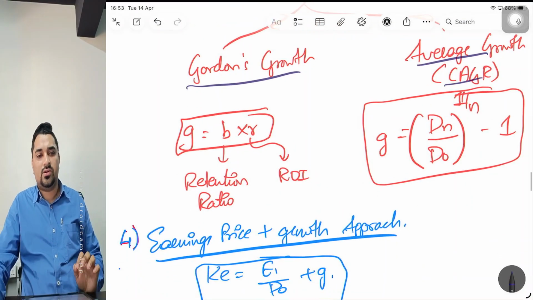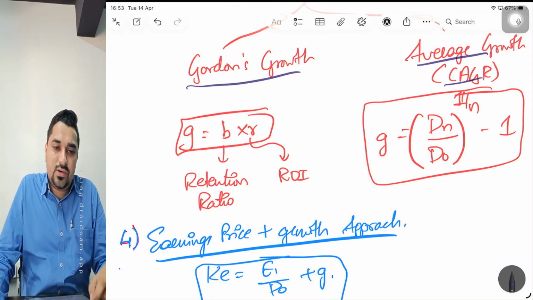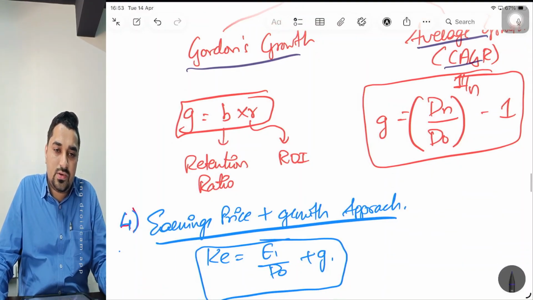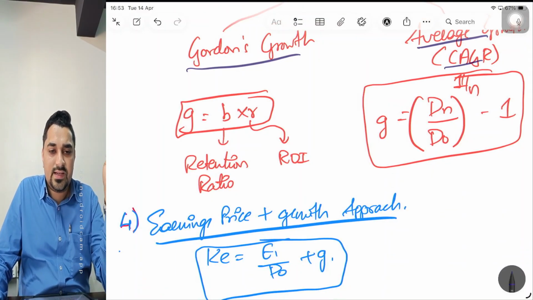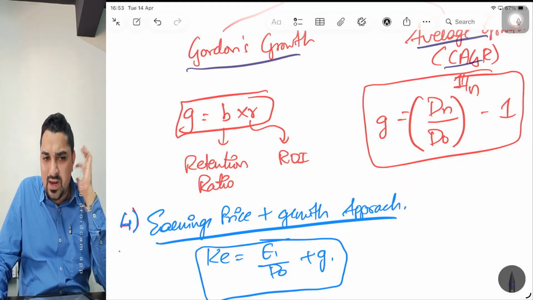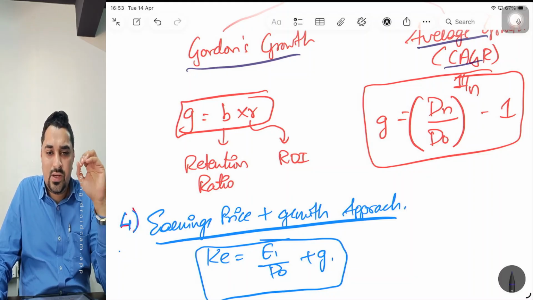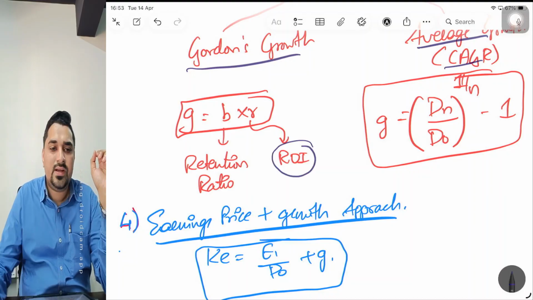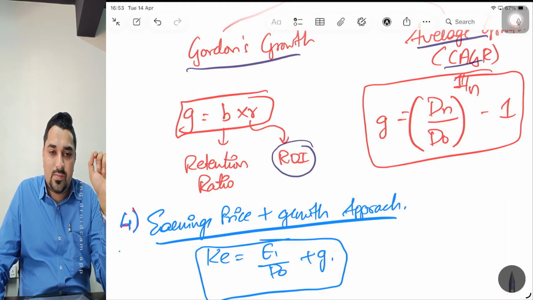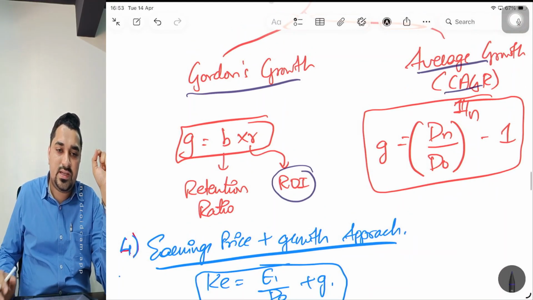So how do you calculate Gordon's growth? G equal to B into R. What do you mean by B? B means retention ratio. How do you calculate retention ratio? 100 minus payout ratio. R is ROI. ROI, you know what is ROI? EBIT divided by capital employed. So how do you calculate Gordon's growth? G equal to B into R.